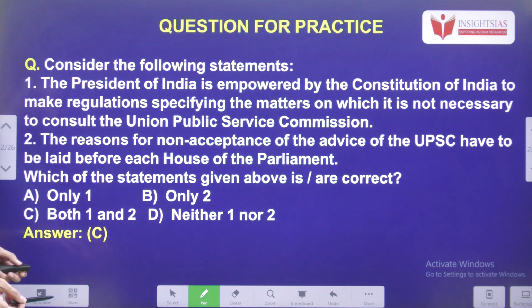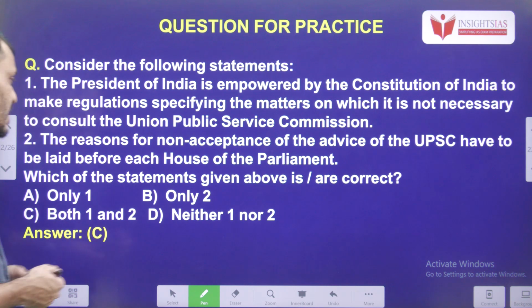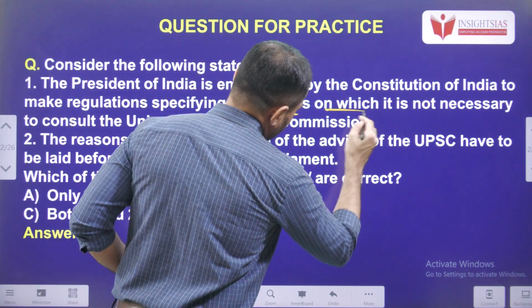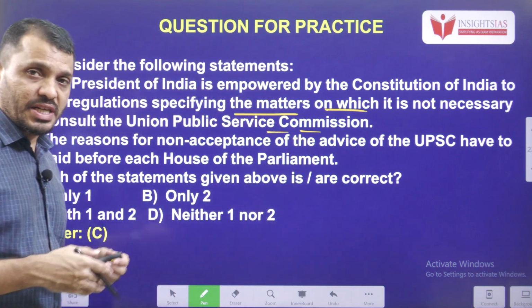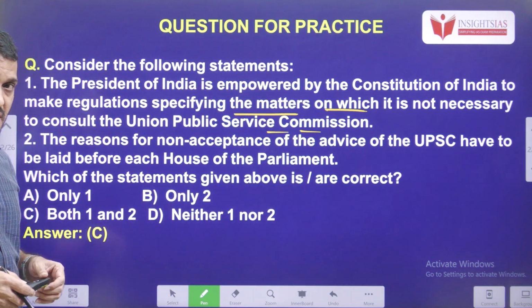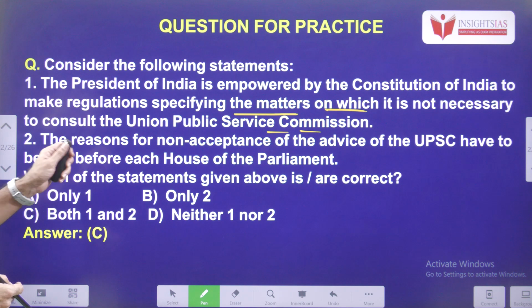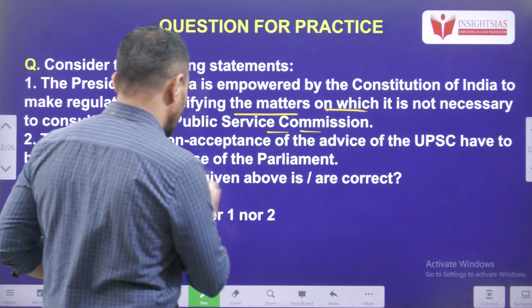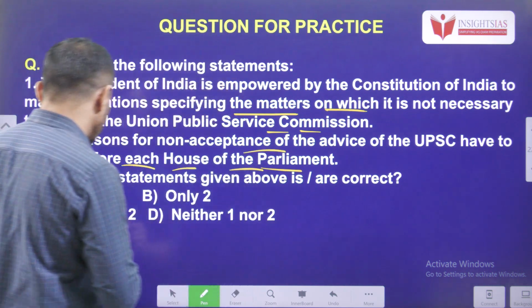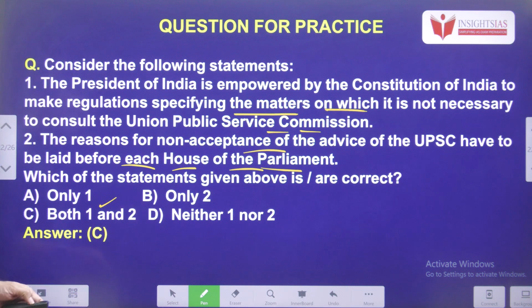Let's see yesterday's video question. Consider the following statements. The President of India is empowered by the Constitution of India to make regulations specifying the matters on which it is not necessary to consult the UPSC. So the President can make regulations on which situations he need not consider UPSC advice. The reasons for non-acceptance of this UPSC advice have to be laid before each house of the parliament. Okay, reasons have to be laid before each house of the parliament. Right, both 1 and 2.